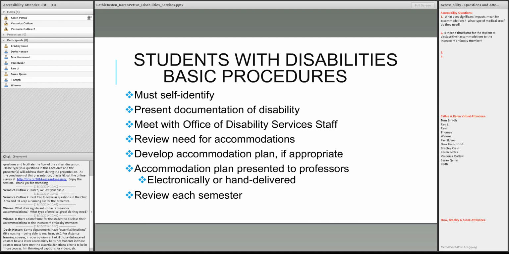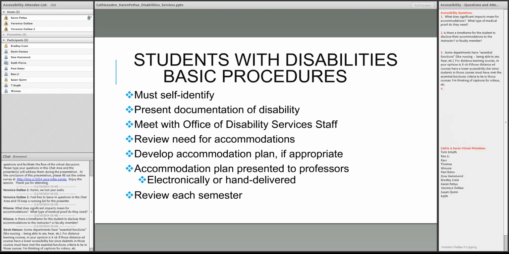It's important that they meet with the staff to discuss the impact of their disability and how they're going to receive their accommodations. For example, if a student needs extra time on an online test, then we have to let the faculty member know, and they can go in, like on Columbia campus, we use Blackboard.